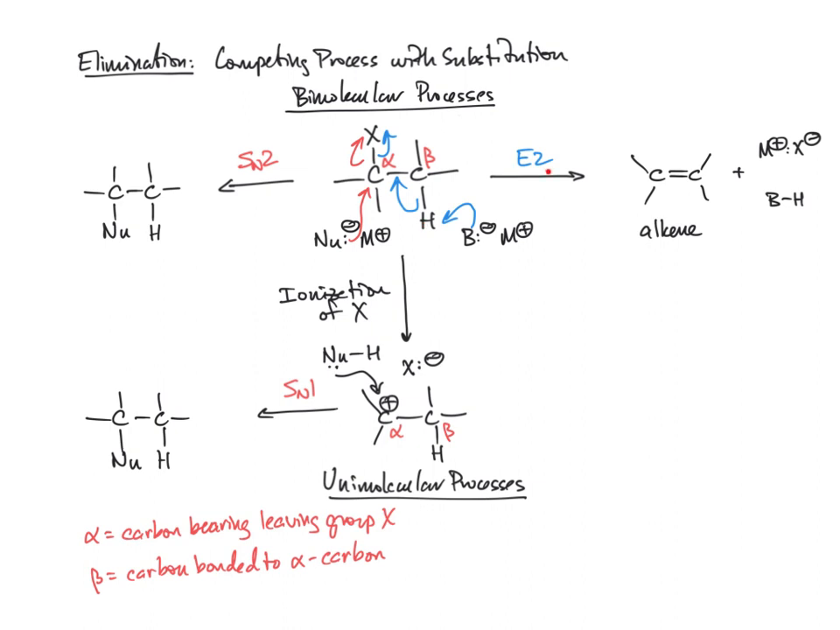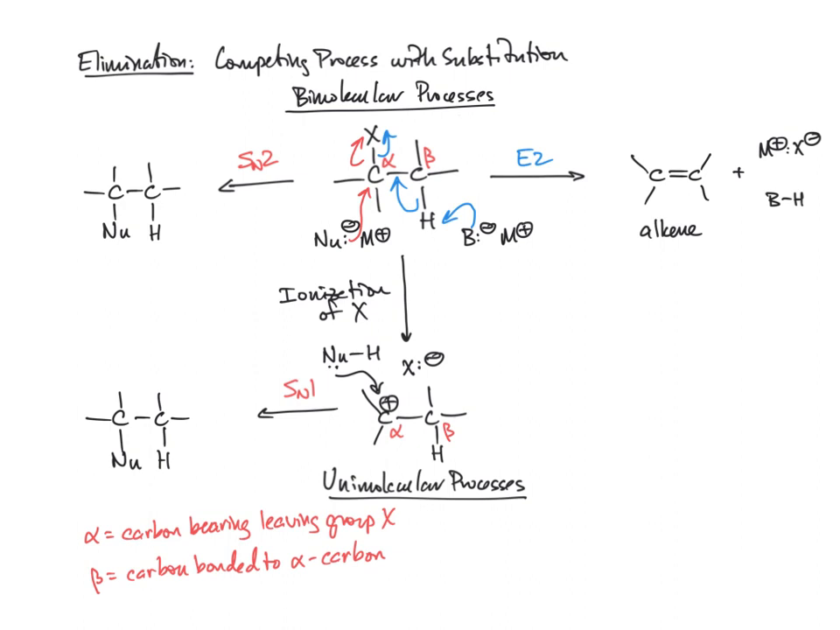So in a bimolecular elimination, this species is a base which abstracts a proton. We're cleaving this bond, we're making a pi bond, and then we're breaking that bond. So we're ending up with an alkene. These two carbons, alpha and beta, go from sp3 to sp2.